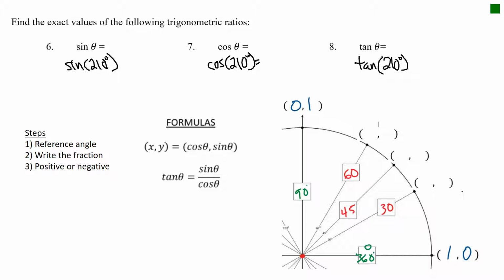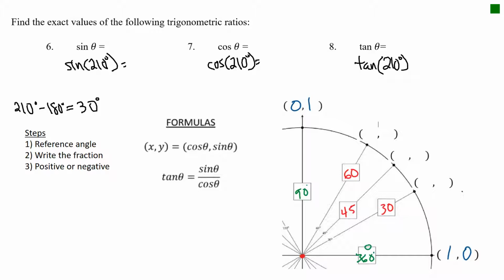Okay, and I can answer these questions in steps. The first thing I want to do is use my reference angle. And we know that, like we've done in my previous question, 210 minus 180 would give us 30. So that's going to be our reference angle. That means we refer back to the first quadrant of our unit circle, and we want to look at the coordinate point that is under 30 degrees.